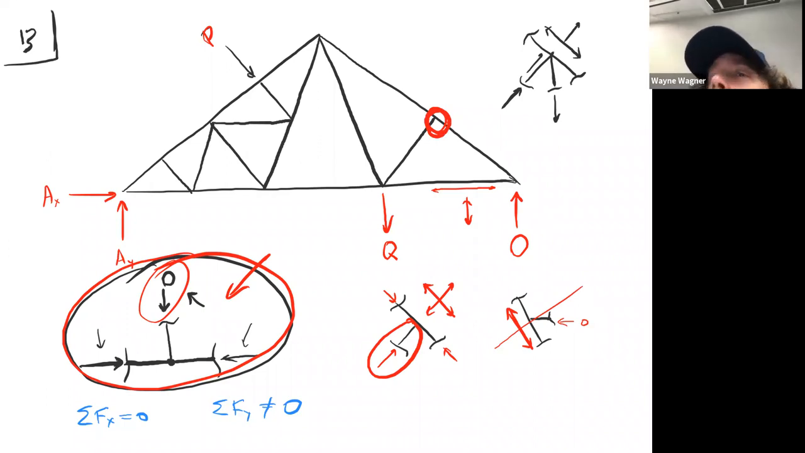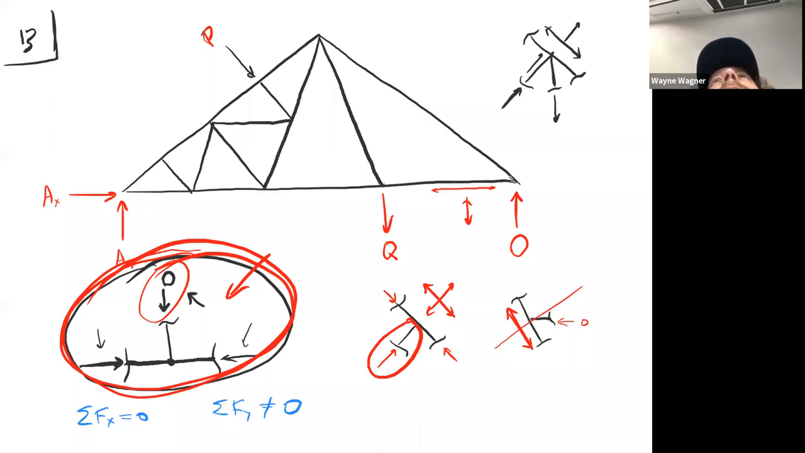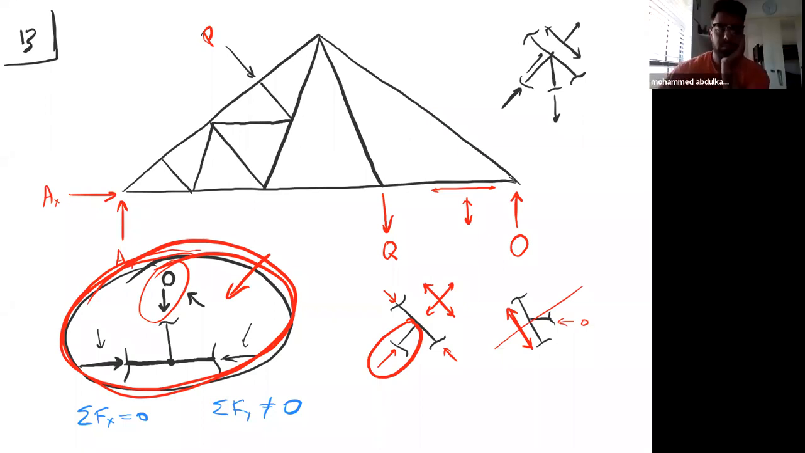Because it is this drawing exactly on its side. So nobody's spoken up, so hopefully this is making sense. So we're going to go boom, boom, and erase that one. Okay, so those are a bunch of zero force members.